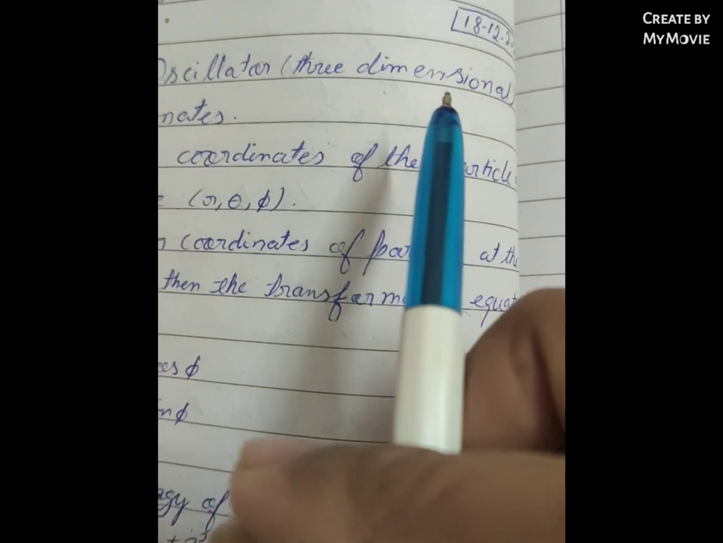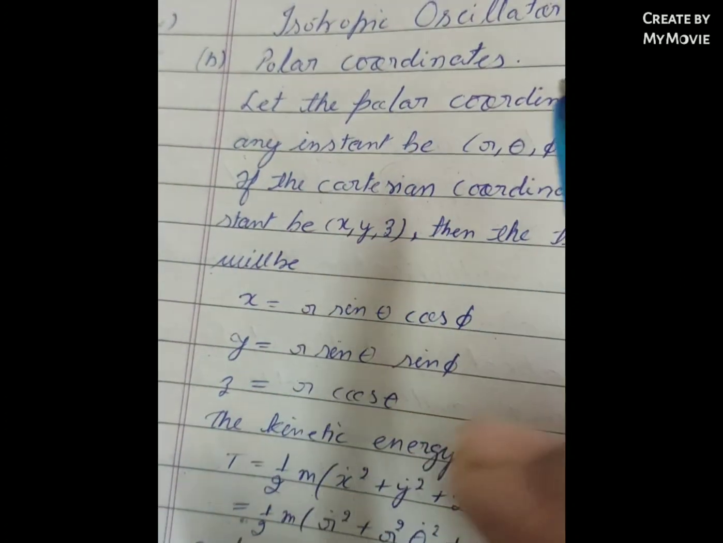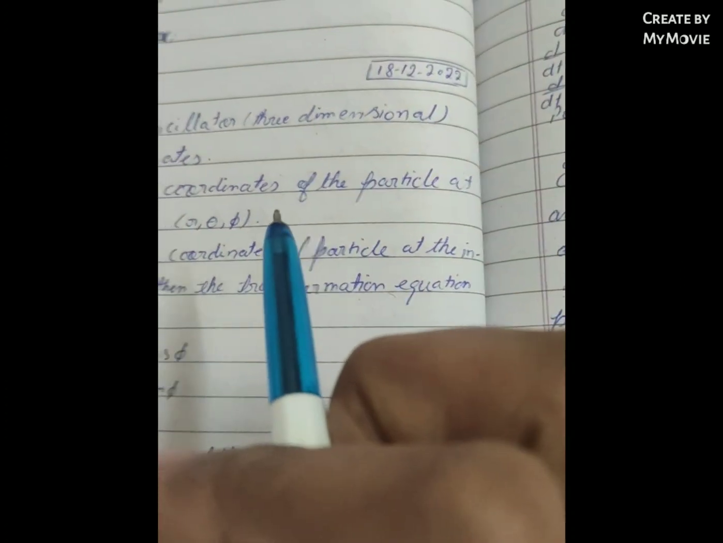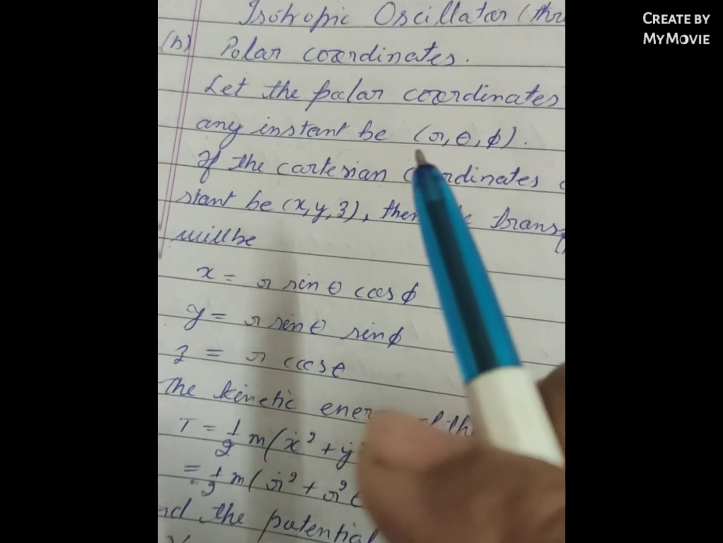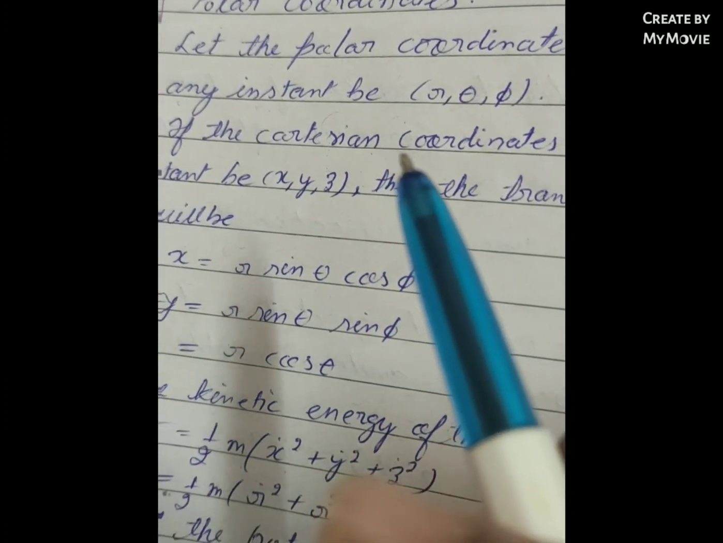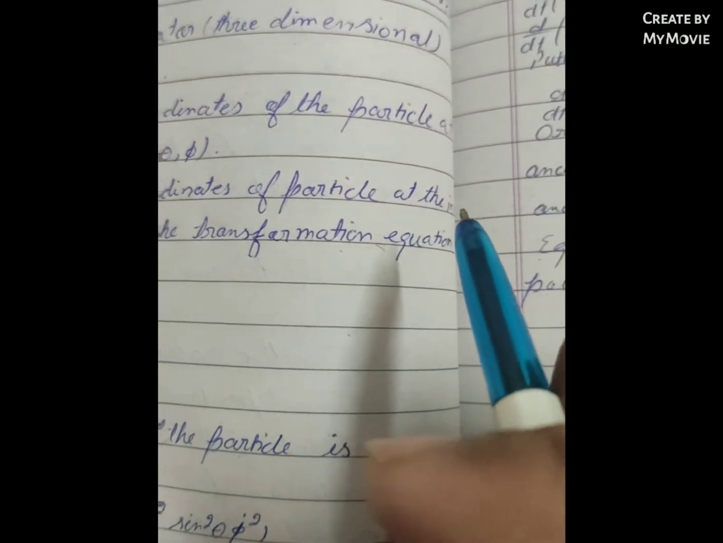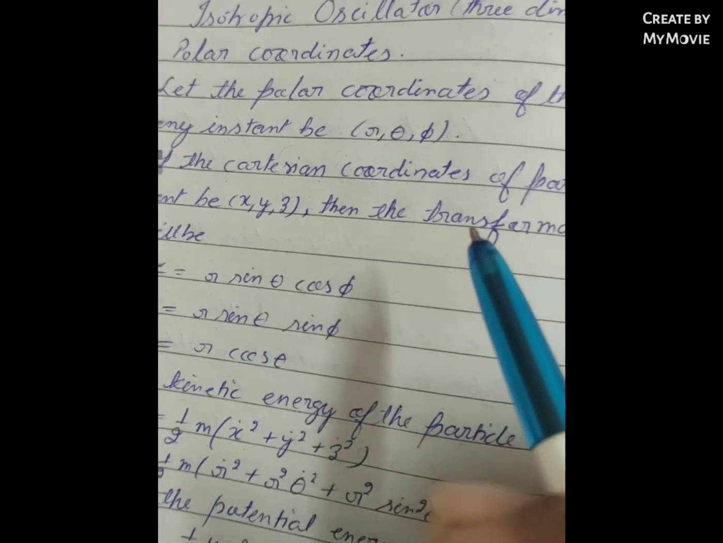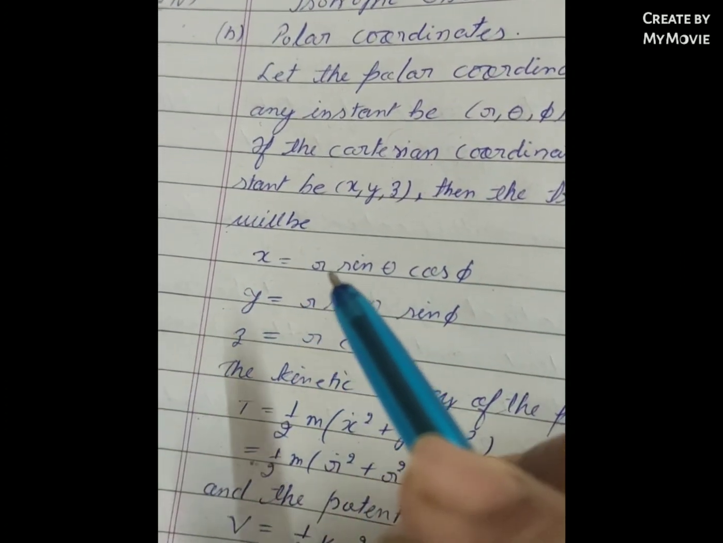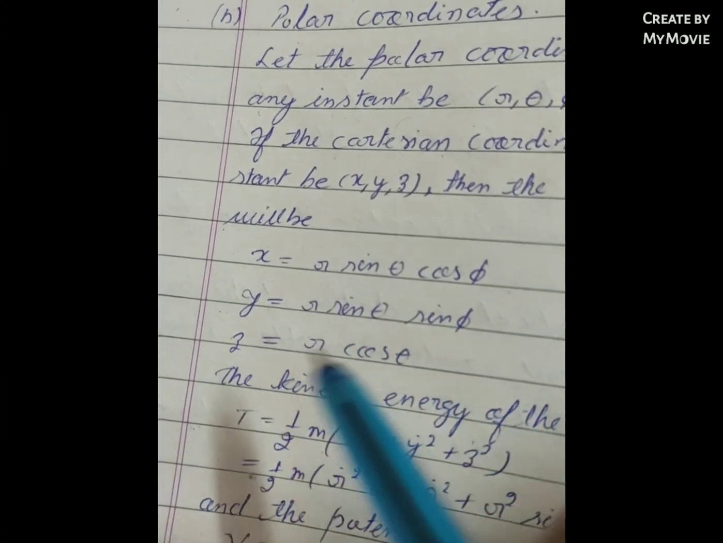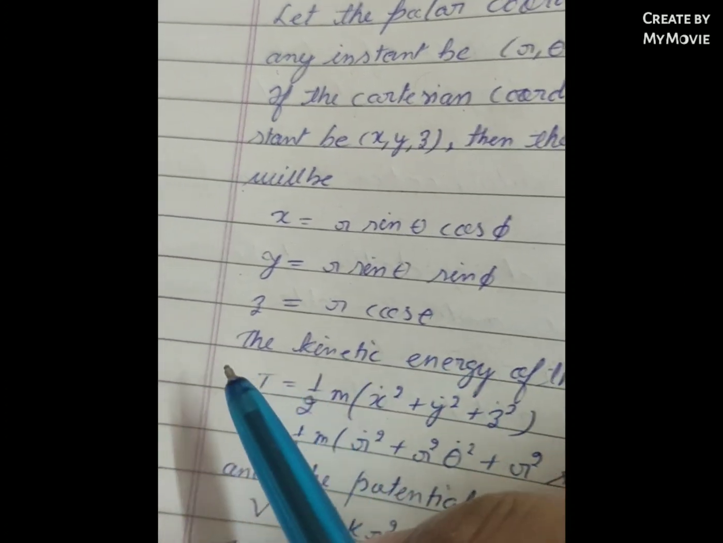Isotropic oscillator in three-dimensional polar coordinates. Let the polar coordinates of the particle at any instant be r, theta and phi. If the Cartesian coordinates of the particle at an instant be x, y, z, then the transformation equations will be x = r sin theta cos phi, y = r sin theta sin phi, and z = r cos theta.